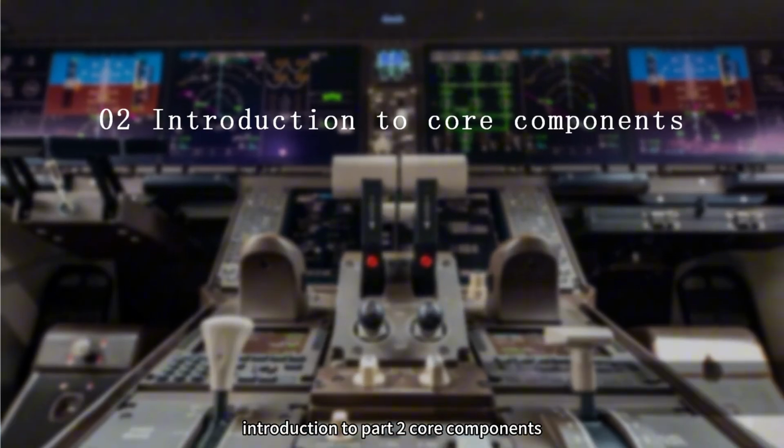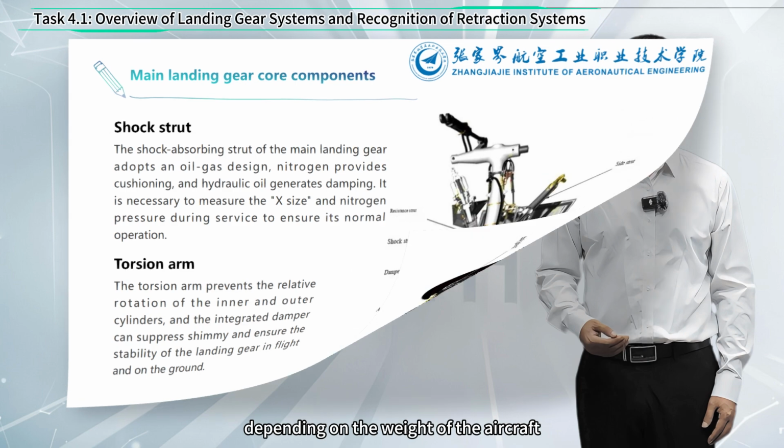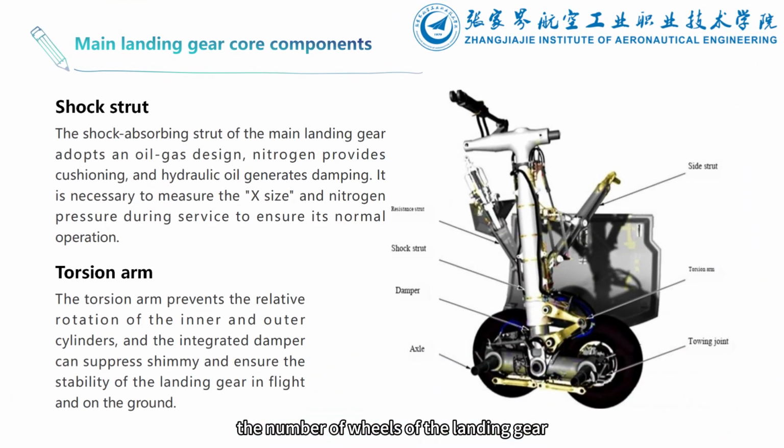Part 2, introduction to core components. Depending on the weight of the aircraft, the number of wheels of the landing gear is slightly different, but the main components are basically the same. The picture on the right is a typical main landing gear.